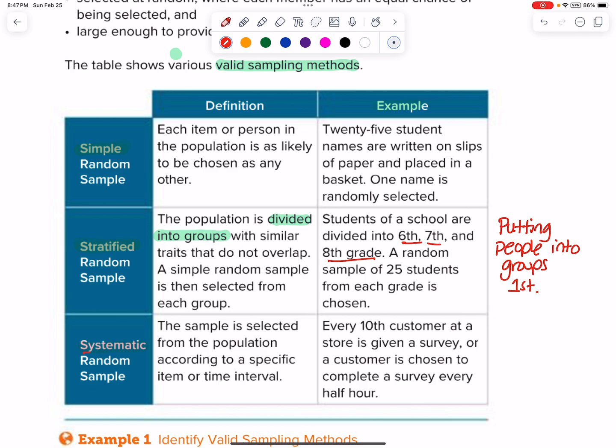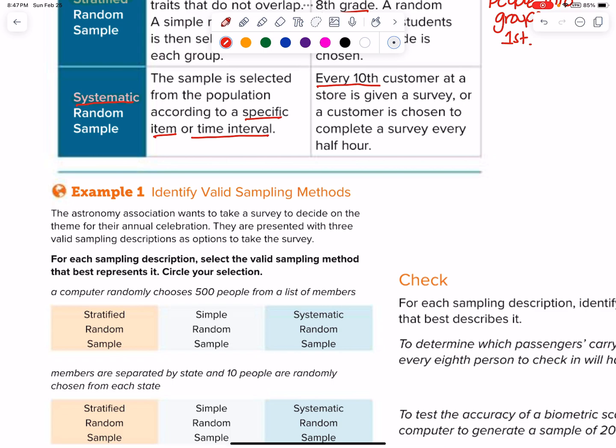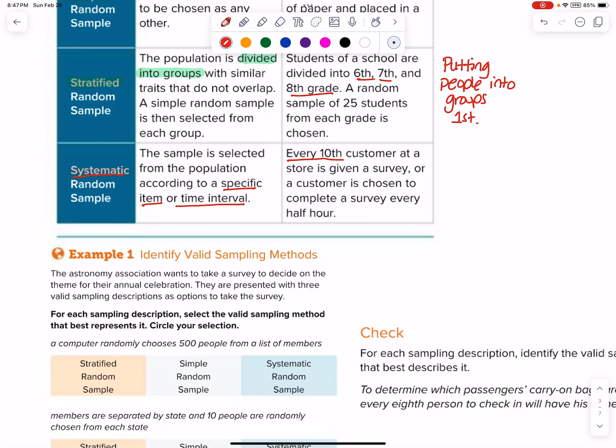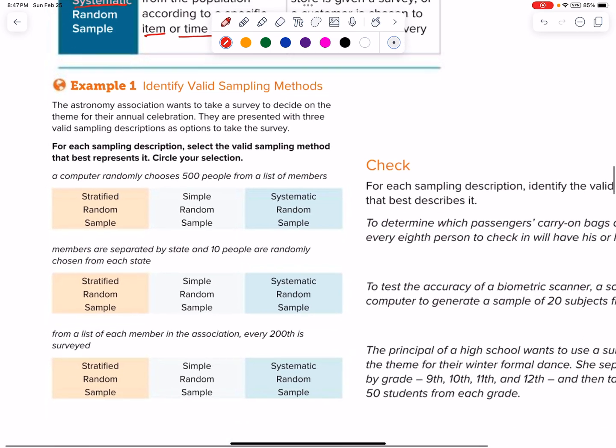And then the systematic is your every 10th customer, every 50th customer. It's random based on a specific item or time interval, and you're not choosing any particular group. It's still a valid sample because you have no input into who the people are that are getting surveyed. So let's go ahead and try this out. You're definitely going to want to keep going back to this to refresh your memory. Let's take a look.